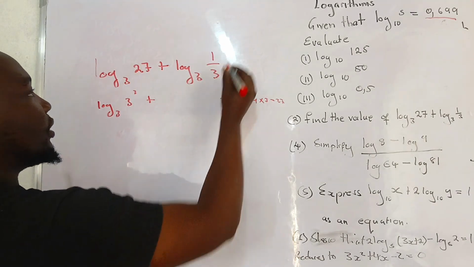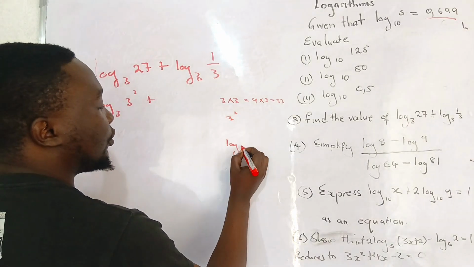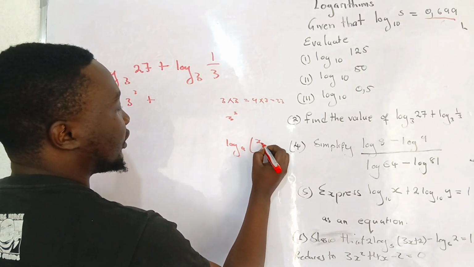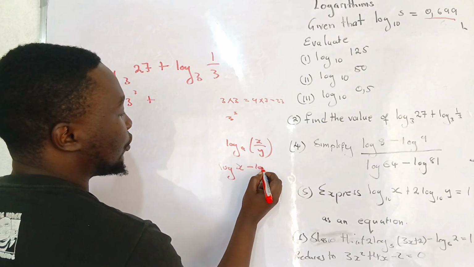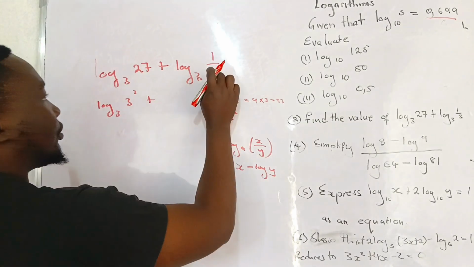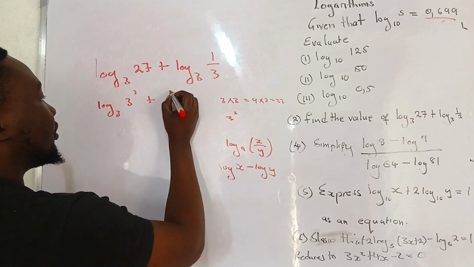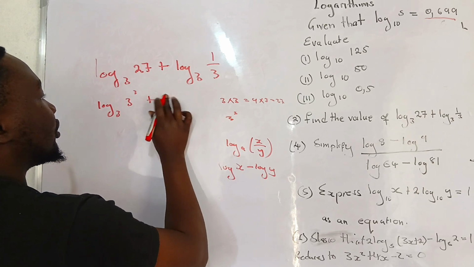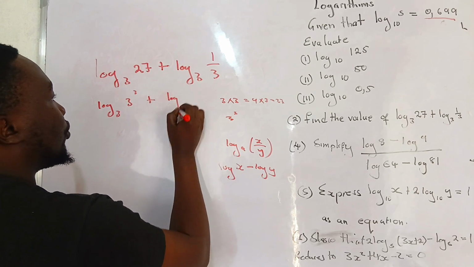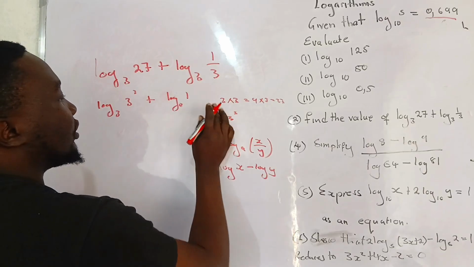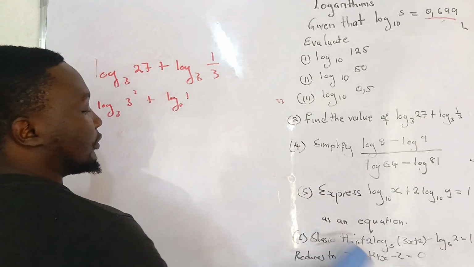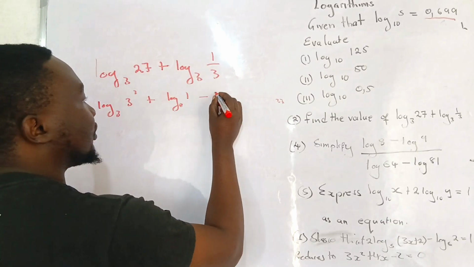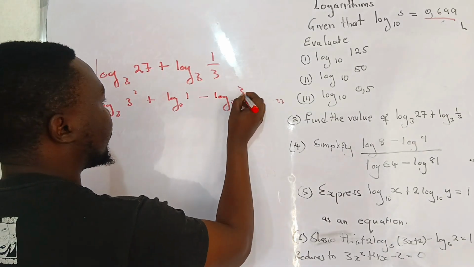quotient rule. Remember the quotient rule: log base a of x over y is log x minus log y, so numerator minus denominator. So that's going to be plus log base 3 of 1 minus log base 3 of 3.